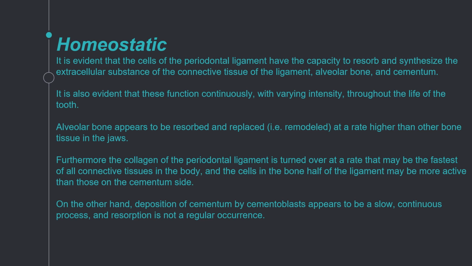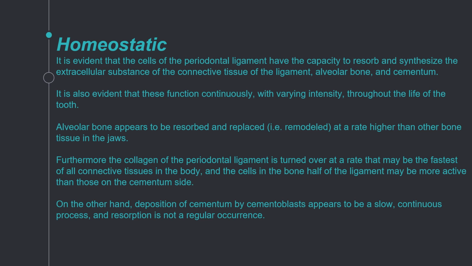the fibroblast itself. Okay. Now, the alveolar bone, the socket lining, seems to have a higher turnover rate. That is, it is getting remodeled at a higher pace when compared to the rest of the bone of the jaws. And the collagen of the periodontal ligament has the highest turnover rate among the connective tissues of the body. We know that the periodontal ligament is between the bone and the cementum. So that portion of the periodontal ligament that is facing towards the bone is more active when compared to the portion that is facing towards the cementum.